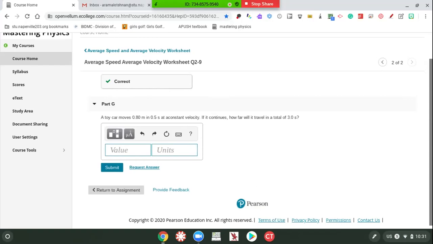Fine. Your toy car moves 0.8 meter in 0.5 seconds at constant velocity. If it continues, how far will it travel? Okay, this is also not difficult. Three seconds. 0.8 meters in 0.5 seconds at constant velocity. So 3 seconds means again, this is just one part. So in 1 second, it will cover 1.6. Yes. So in 3 seconds, it will cover 4.8.